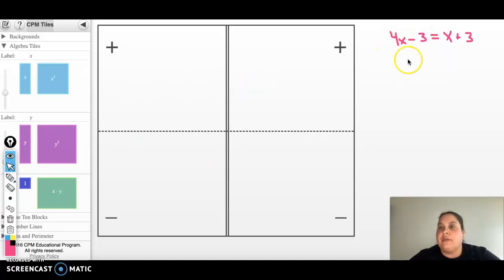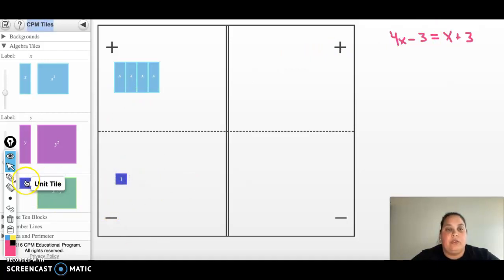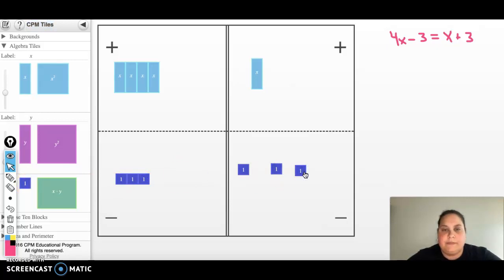So first thing we're going to do is create this mat. On this left-hand side, we're going to take the left-hand side, which is 4x. So I'm going to create 4 x's. And then minus 3. So remember, on the minus side, we're going to put 3. Then on the right-hand side, we're going to have just one x and then a plus 3. This is a simpler problem to start off with, and then we'll work on a more difficult one next. Okay, that is our equation set up.